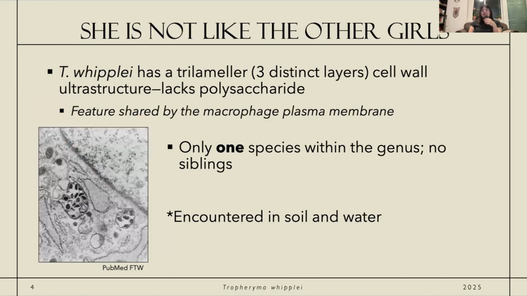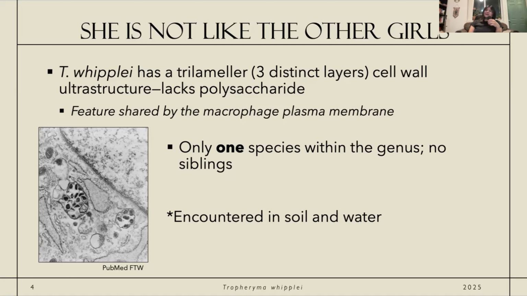So, she's not like other girls. She has a trilamellar cell wall ultrastructure. And this one in particular lacks polysaccharide. Trilamellar has 3 distinct layers, so it's different than other bacteria you might have heard of, and this one in particular does not have a polysaccharide. And this is a feature shared by the macrophage plasma membrane. Little fun fact for you.